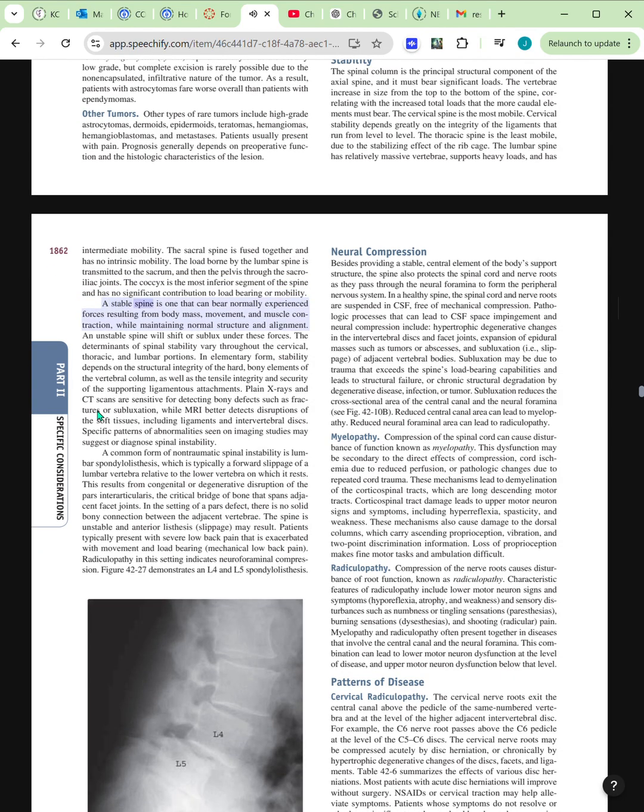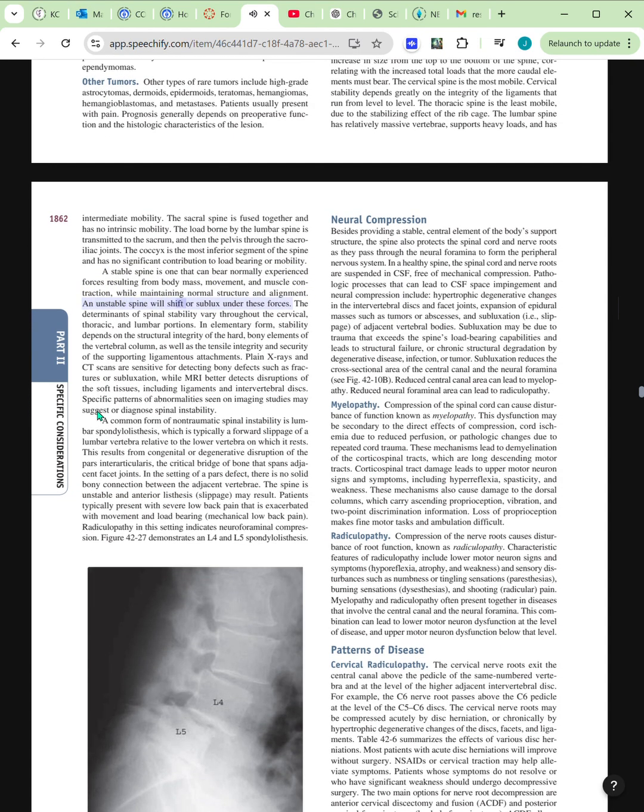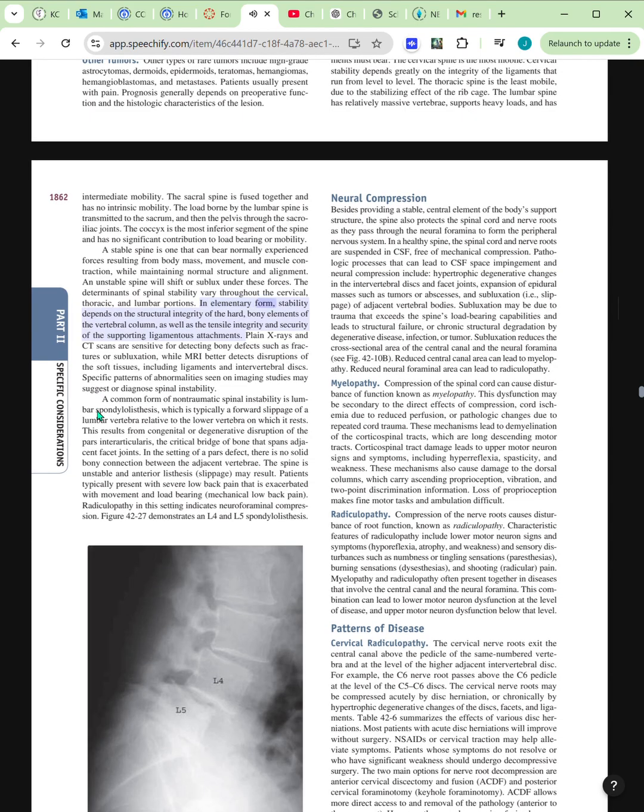A stable spine is one that can bear normally experienced forces resulting from body mass movement and muscle contraction while maintaining normal structure and alignment. An unstable spine will shift or sublux under these forces. The determinants of spinal stability vary throughout the cervical, thoracic, and lumbar portions. In elementary form, stability depends on the structural integrity of the hard, bony elements of the vertebral column, as well as the tensile integrity and security of the supporting ligamentous attachments.